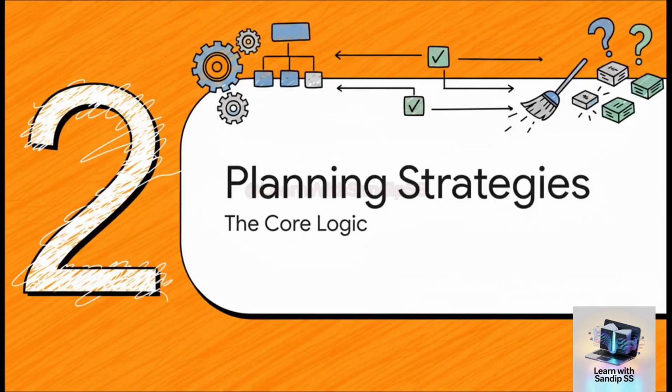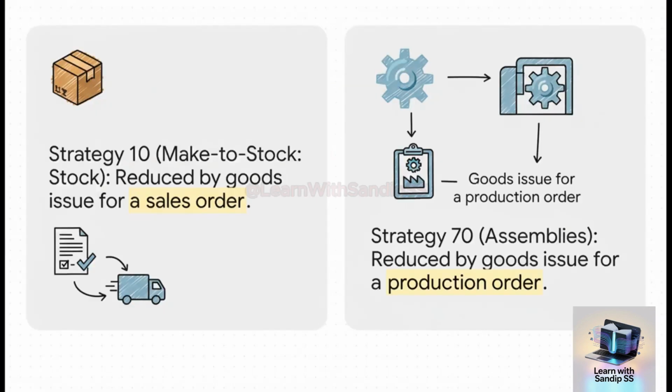But how does the system know which event should eat up that forecast? Is it when you ship something or when you use a part? Well, that's where we get to the real brains of the operation. It all comes down to a super critical setting for every single material. It's planning strategy.